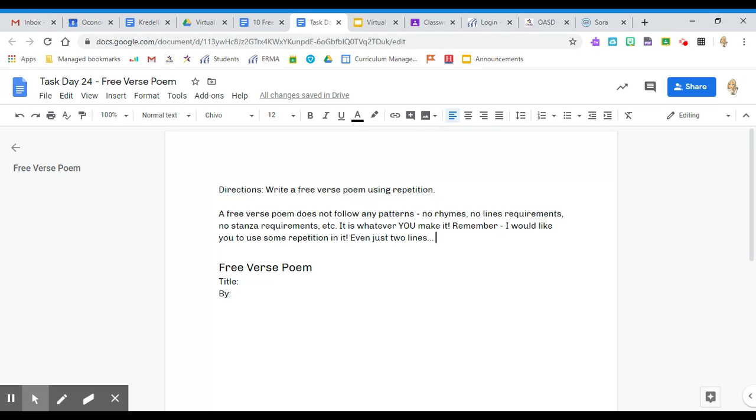I do want you to use some repetition, even if you just do two lines where you repeat the same words. Remember the one we looked at yesterday, they did the down, down, down, and then they did up, up, click, click, right? So even if you're doing just two words like that, that's fine. But I do want to see you using some sort of repetition in this free verse poem.